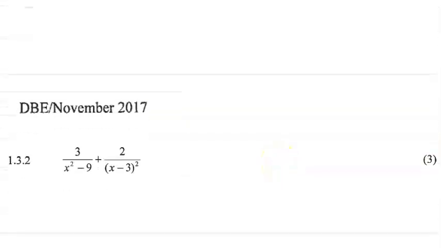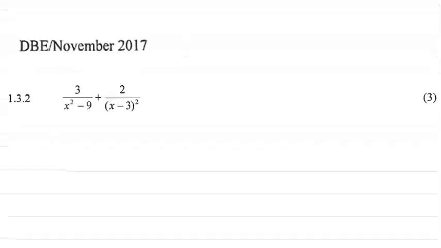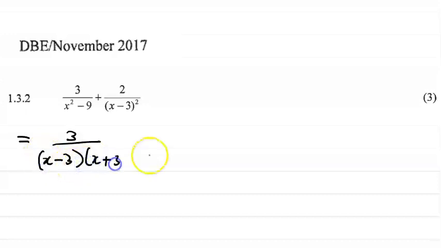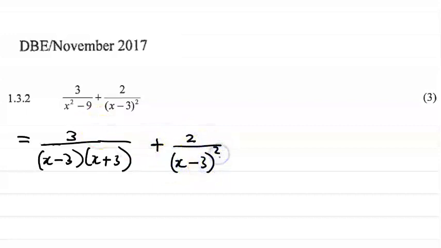The question that I'm now going to be looking at came out in the DBE November 2017 paper. Now in this particular question, you can see that you can factorize your denominator. This is x squared minus 9. So that is now difference of 2 squares. So therefore, this is now going to be 3 over x minus 3, x plus 3. So the first thing that I did here was I factorized my denominator. Plus 2 over x minus 3 squared.